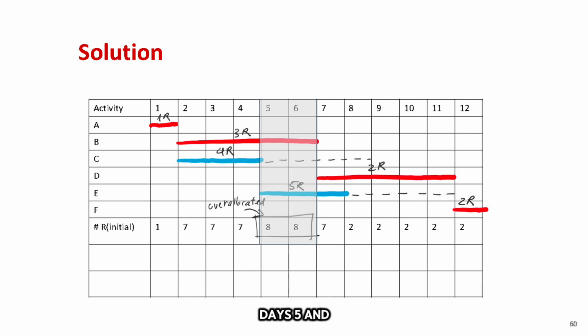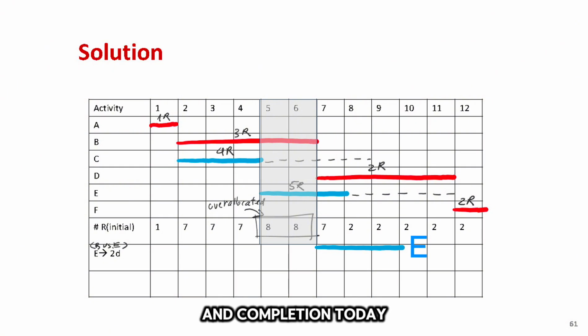Next, analyze the resource demand and identify over-allocation spots. In this case, days 5 and 6 exceed the resource limit with a demand of 8 workers, 3 for B and 5 for E, while the maximum available is 7. To resolve this, one activity must be delayed. Since B is critical, it takes priority, meaning E must be postponed by at least 2 days. This shifts its start to day 7 and completion to day 9.